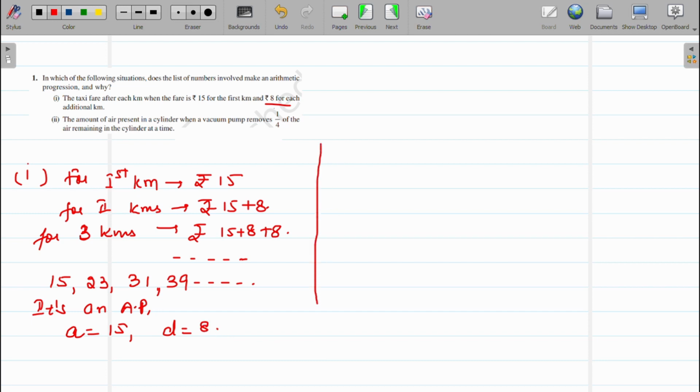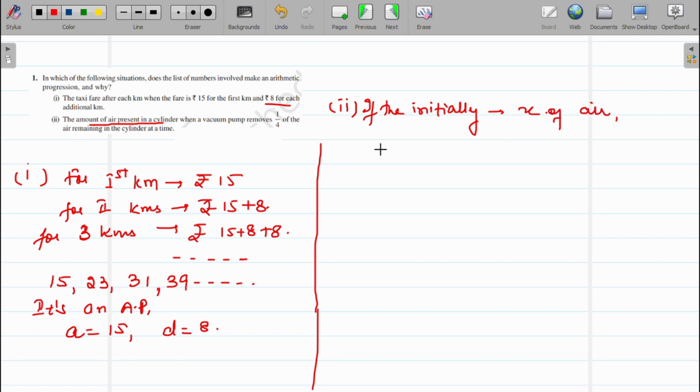Then the second part. The second part is the amount of air present in a cylinder when a vacuum pump removes 1/4 of the air remaining in the cylinder at a time, and the terms are the amount of air present in the cylinder. So initially, say X air is there, right? So X quantity of air is there.